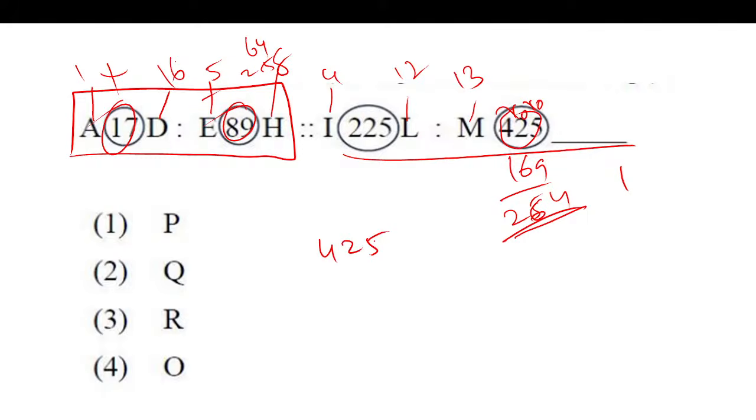425 totally, and already M value is there. 13 square, 169. 15 minus 9, 6, sorry 6, and 11 minus 6, 5, 3 minus 1, 2, 256 is nothing but square root of what? 16. What is the 16th letter? P.